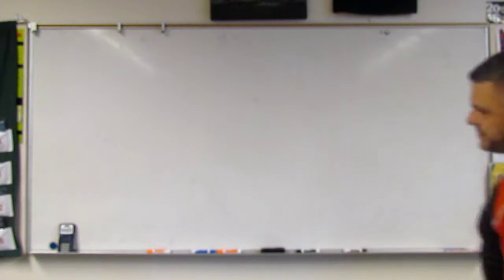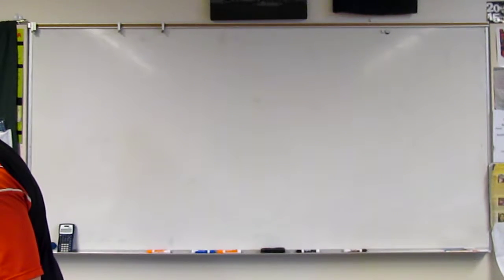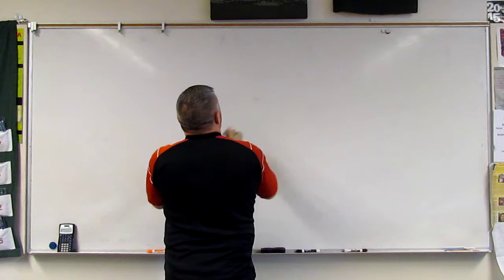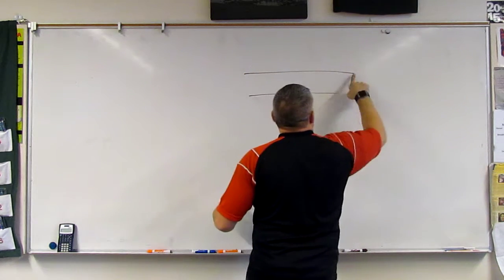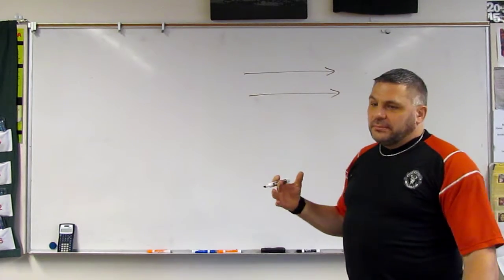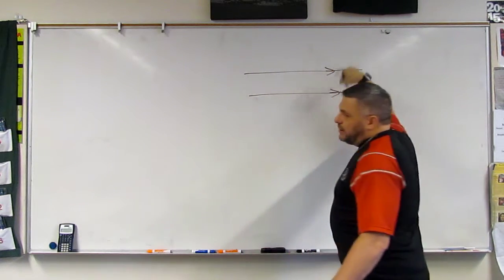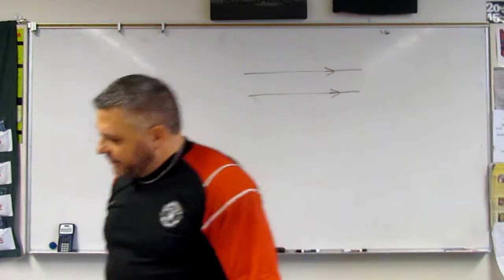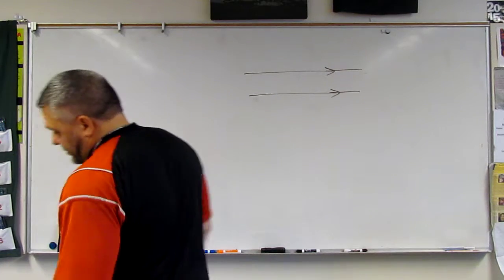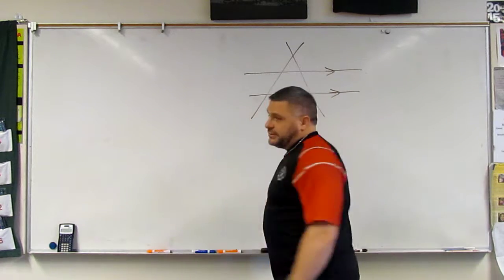Alright, so numbers 22 to 25 deal with this. Okay? And these are parallel, so they're going to have these arrows on them. Arrows not at the end, but they go through the lines. And then they're going to have a transversal. In this case, there's two transversals. This is one, and this is another.